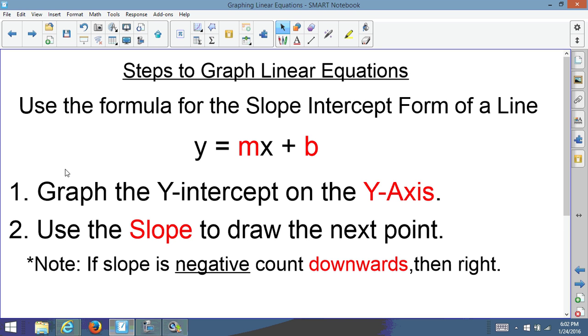Step number one, graph the y-intercept on the y-axis. Step 2, use the slope to draw the next point. Note, if the slope is negative, count downwards, then to the right.